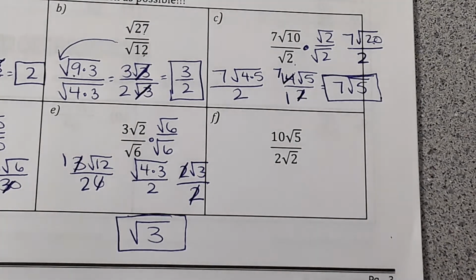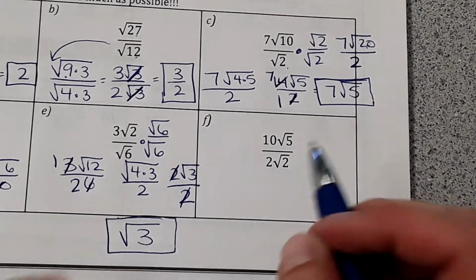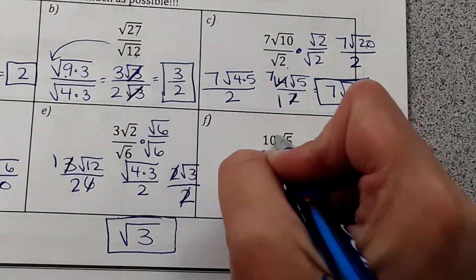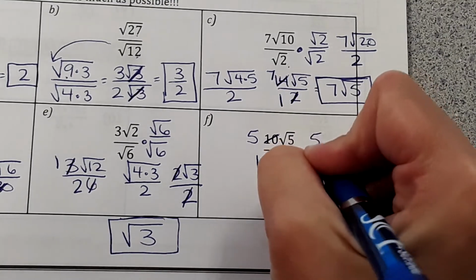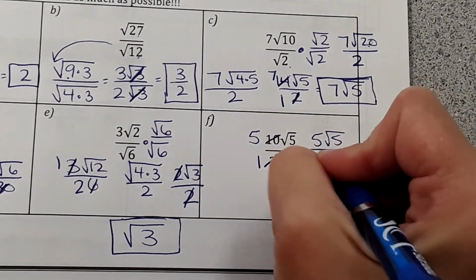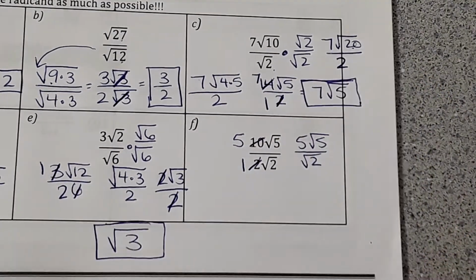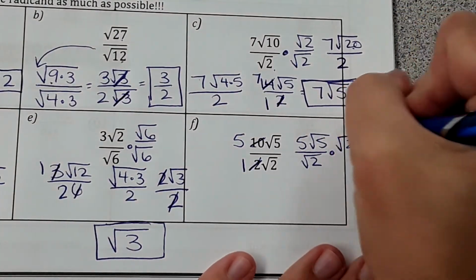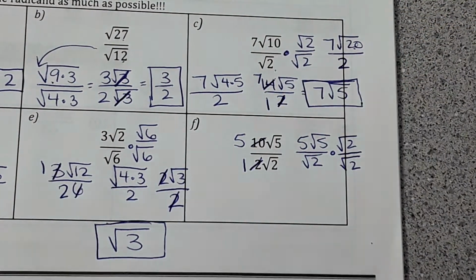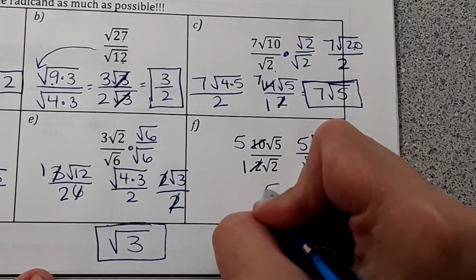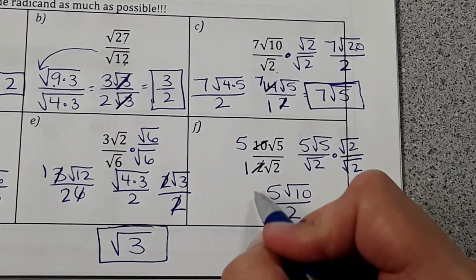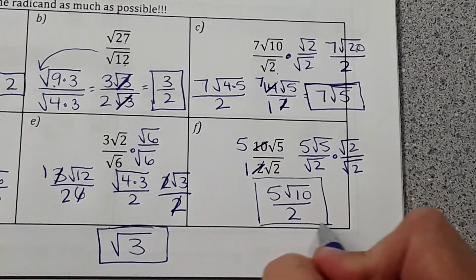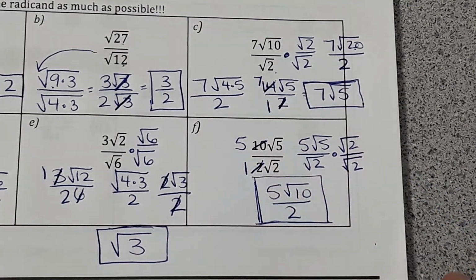And last but not least, F. We have 10 over 2. I'll simplify that right away to 5 and 1. So then we have 5 square root of 5 over square root of 2. Then multiply by square root of 2 over square root of 2. 5 square root of 10 over 2. Of course, simplify further if you can, but at this point, there's nothing more to simplify. And that's it.